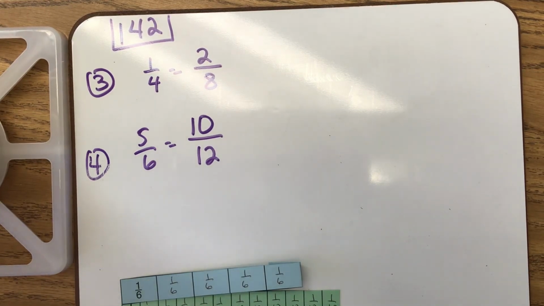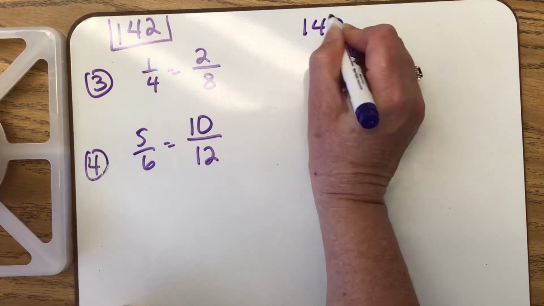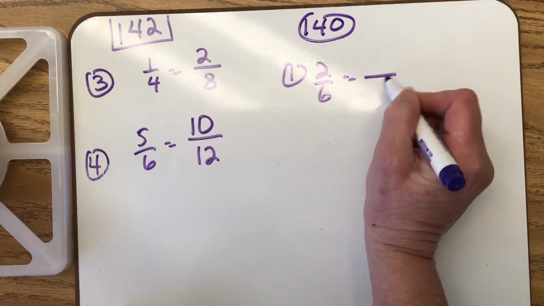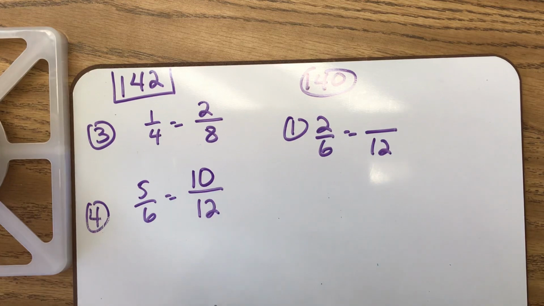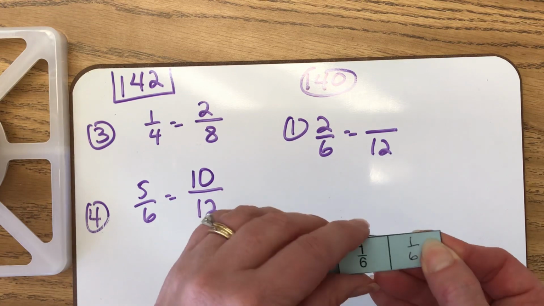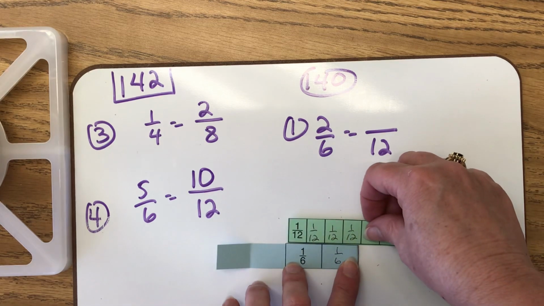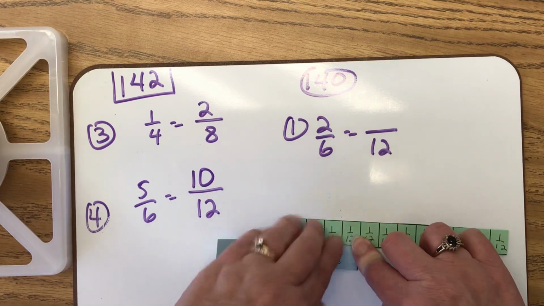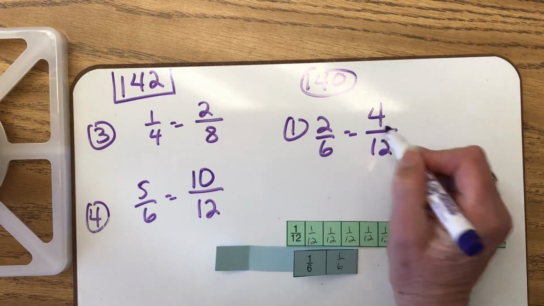Okay, I'm going to start with number 1, using sixths again. This is 140 now that I'm on. Number 1 says 2/6 equals how many twelfths? So once again, I need my sixths and my twelfths. I already had those out. This time I need 2/6. So I'm going to fold back so I only have 2/6 showing. And I'm going to line that up with my twelfths. That lines up right there. I'm going to count. That's 1, 2, 3, 4. 2/6 is the same as 4 twelfths.